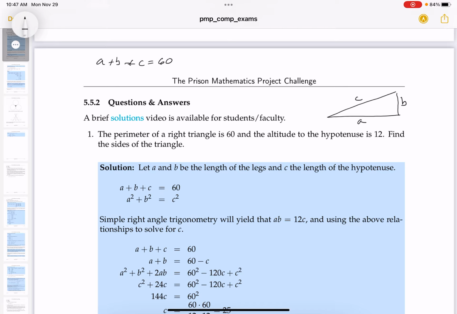And what does that mean? It means there's a line drawn here that's perpendicular to C, and this side has length 12, all right? So I'm going to say an angle over here. I don't know what that angle is, by the way.